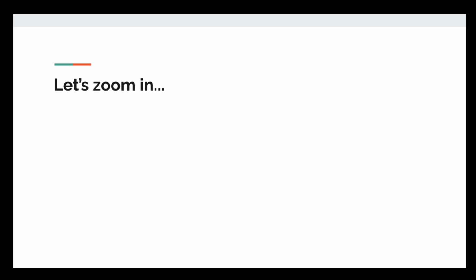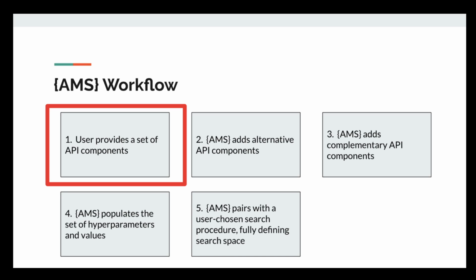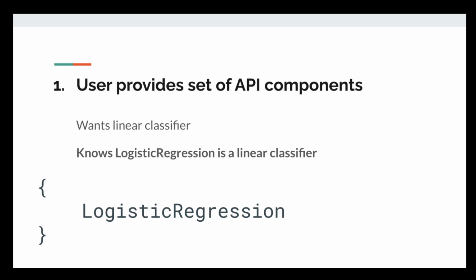Let's zoom into this workflow and understand each of the steps. So as the first step, we said the user provides a set of API components as a weak specification. In this case, the user knew they wanted a linear classifier, and they know that logistic regression is one such classifier, so they can provide AMS with a single component specification that states logistic regression as a possible component to include in a pipeline.